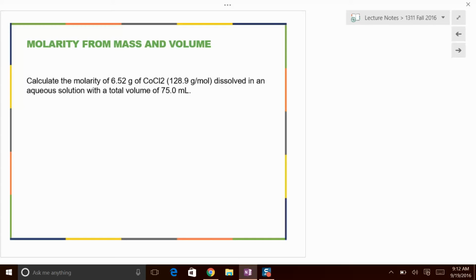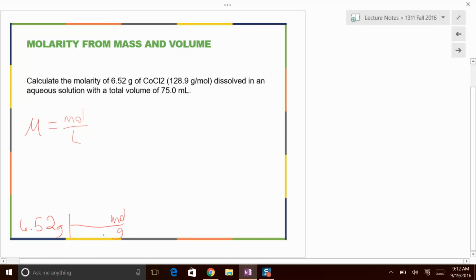Okay, so what equation am I using? What am I solving for? Molarity. And molarity equals what? Moles over liters. Did they give me the moles? They didn't directly give me the moles. I have to convert the grams to moles. So that would be 6.52 grams of cobalt chloride converted to moles. The molecular mass is 128.9 for every 1 mole. What did you guys find?